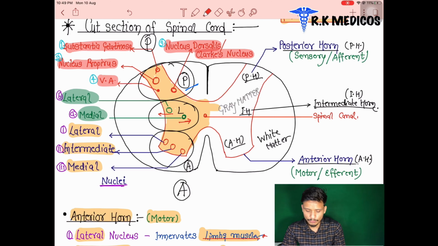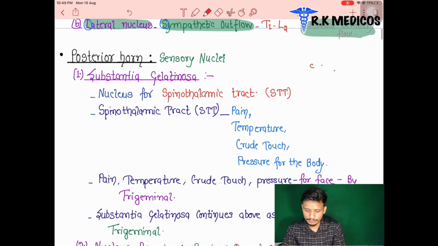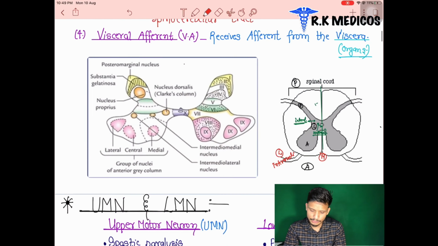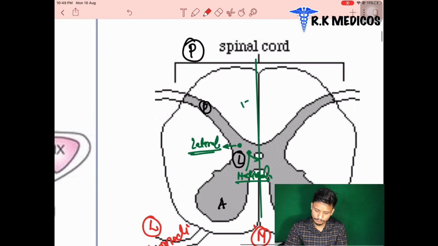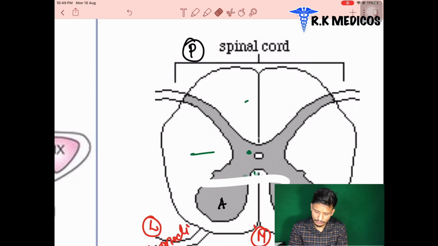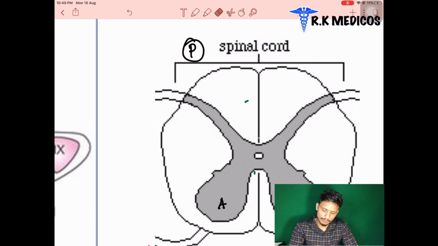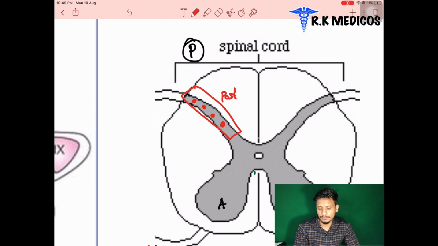Now we are going to see what these 4 nuclei are and where they are located. You can see in this picture. These nuclei are located in this region basically. So 1, 2, 3, 4. 4 nuclei are present in the posterior part of the gray matter, and the first one, substantia gelatinosa, like this. These all are the 4 located in this manner.